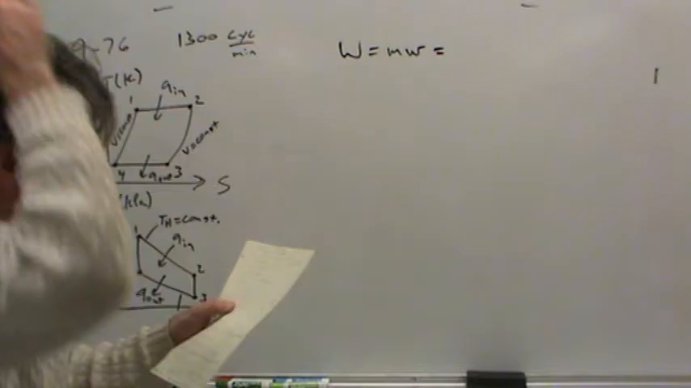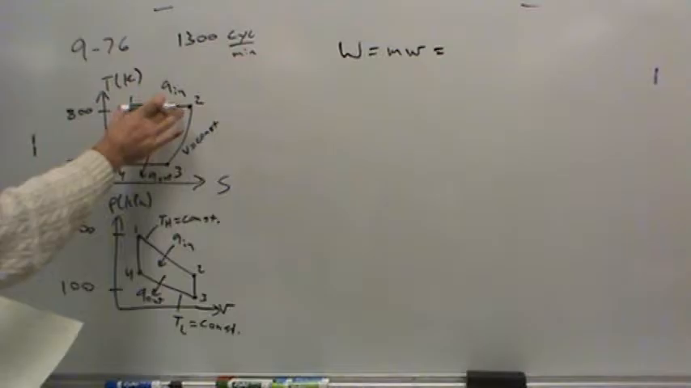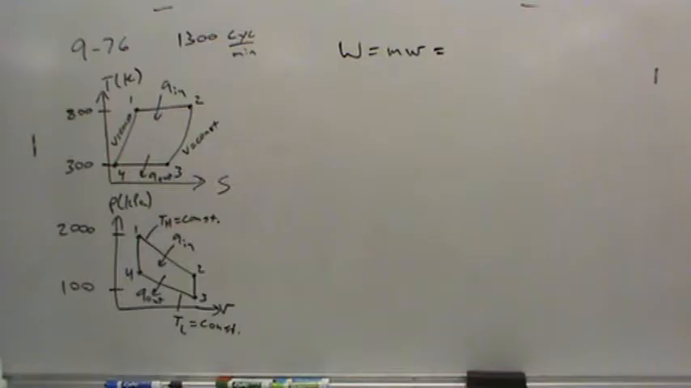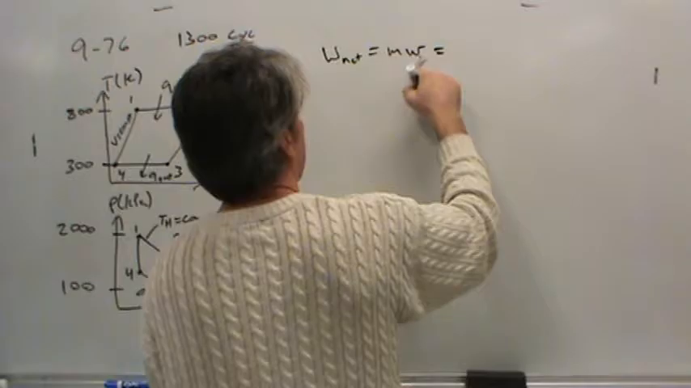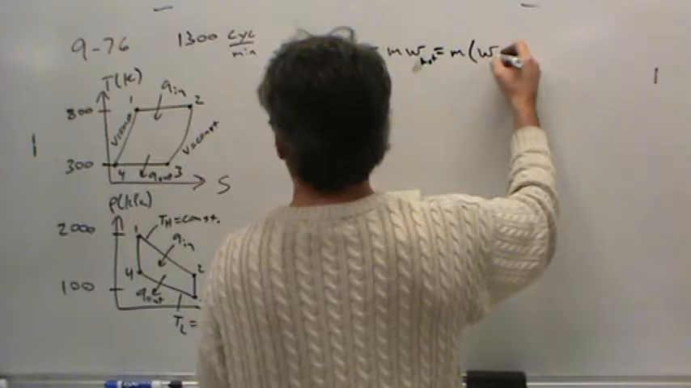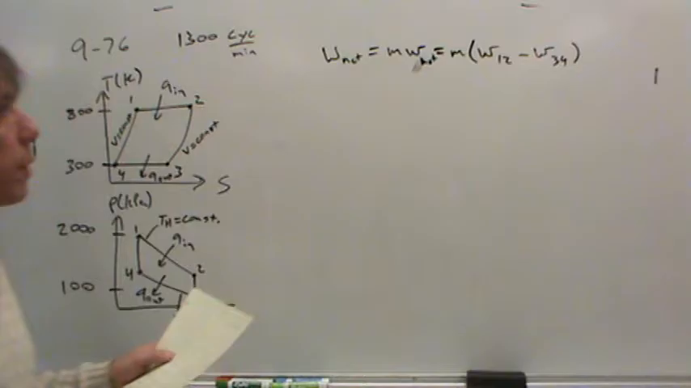The total work would be the mass times the specific work. And so where is work done? Well, from state 1 to state 2, work is put out during heat addition. And then from 3 to 4, work is put in. You can tell that because under the PV diagram, only 1 to 2 and 3 to 4 have area. So if I wanted to calculate the net work output, it would be the work done from state 1 to 2, less the work that I have to put in from 3 to 4.